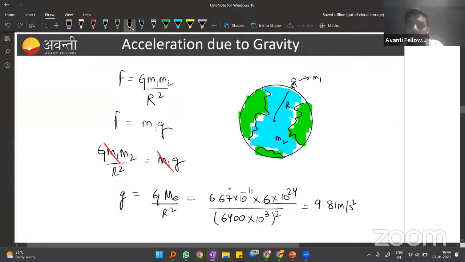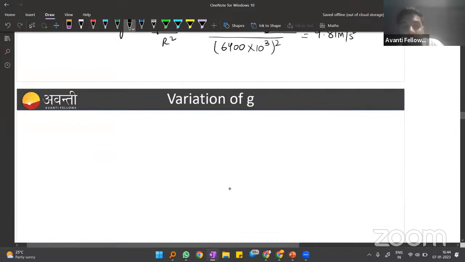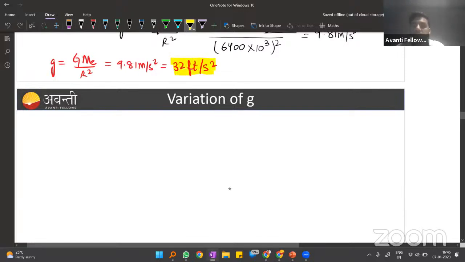Now, acceleration due to gravity, we have gathered the numerical value and also the formula. The formula is GM, mass of Earth, by radius of Earth whole square, and on solving we'll get 9.81 meter per second square. And also I'll give you another form of this, 32 feet per second square. This is also important in certain questions when you will solve HC Verma. This unit you'll use a lot, 32 feet per second square. Hopefully this is clear, right?